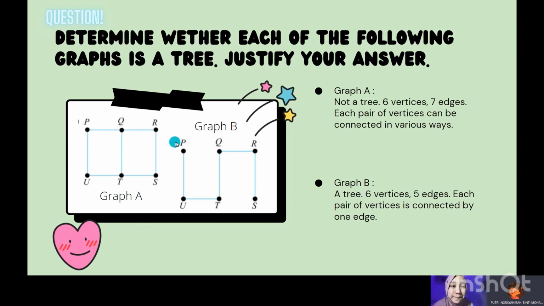However, graph B is a tree. Why? We look here. There are 6 vertices: 1, 2, 3, 4, 5, 6. But 5 edges, so the number of edges does not exceed the number of vertices. So that's why it is called a tree graph.